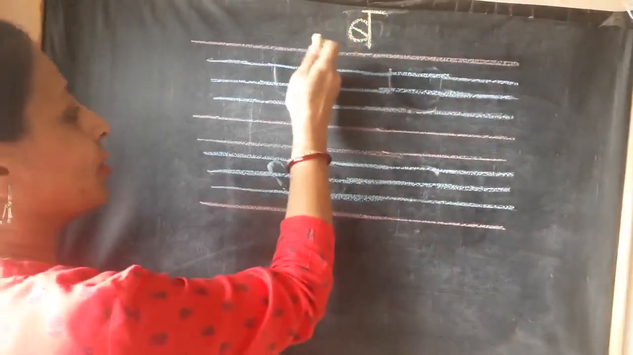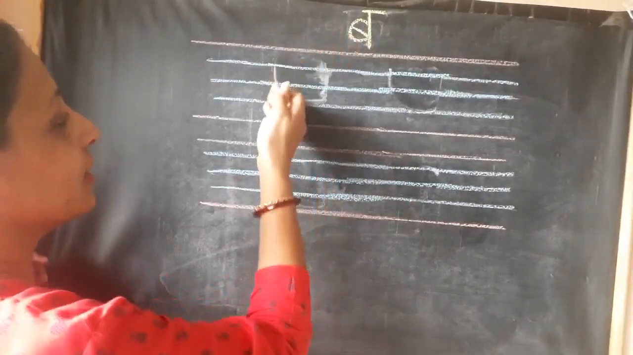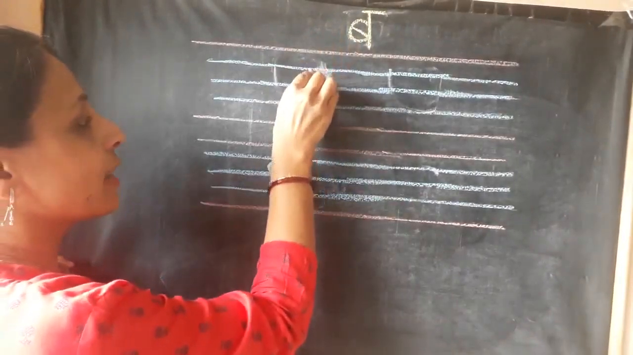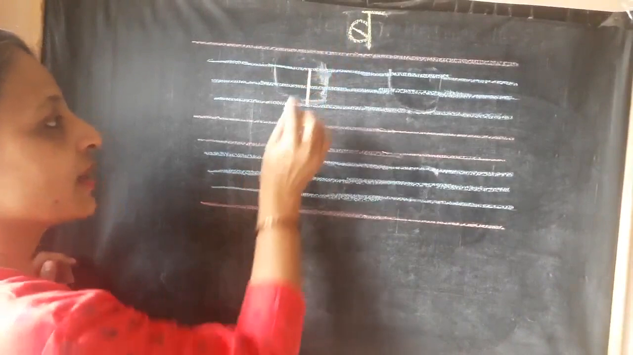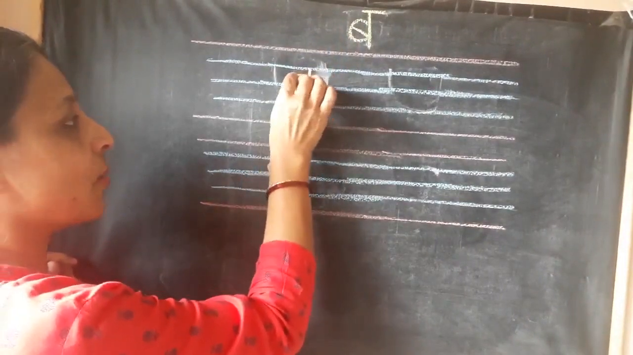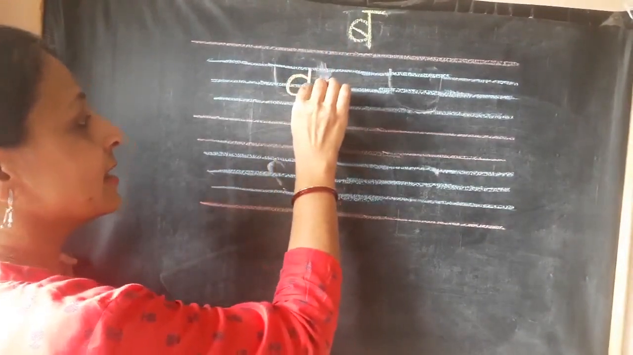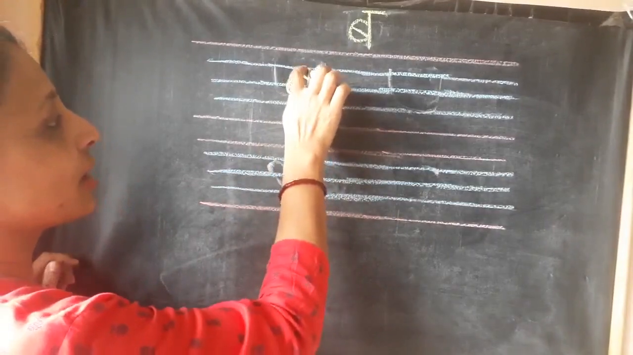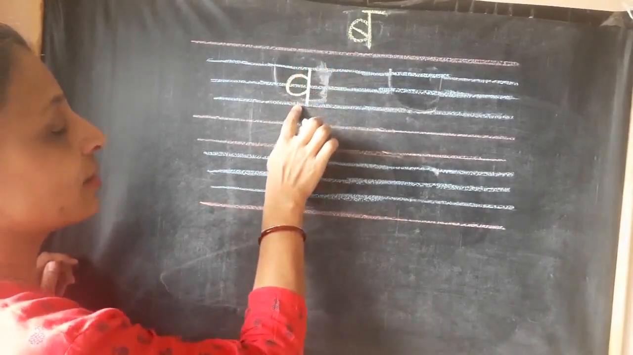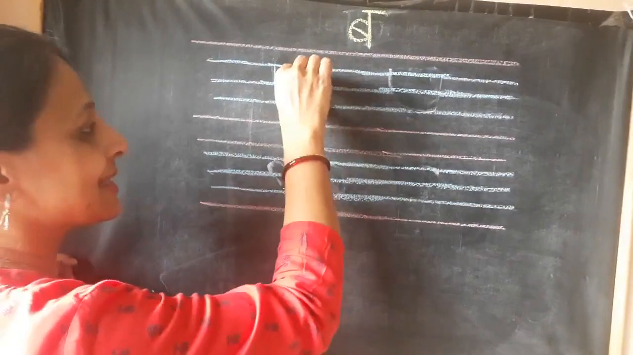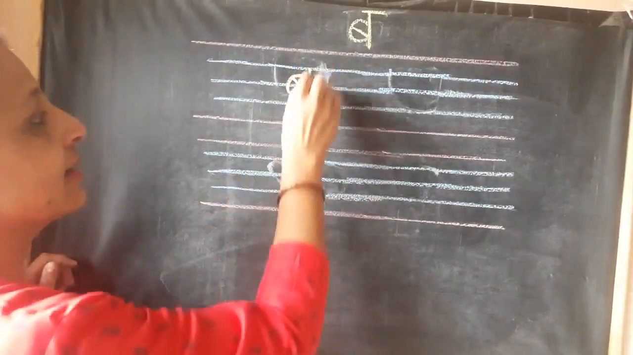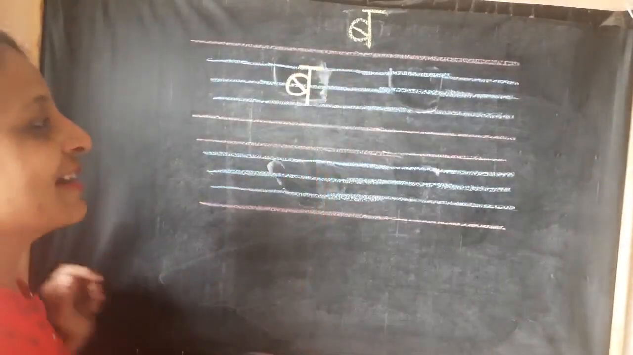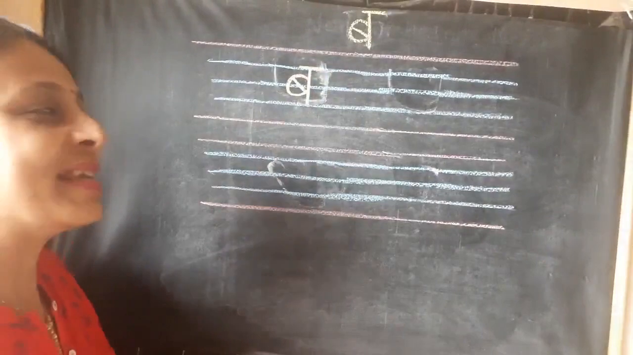Children, as you all know, we write Vyanjan B in three blue lines. First of all, we are going to draw a standing line and one C. That C will not touch the first line and the third line. And one slanting line inside and slipping line overhead. Isn't it very simple? Yes.